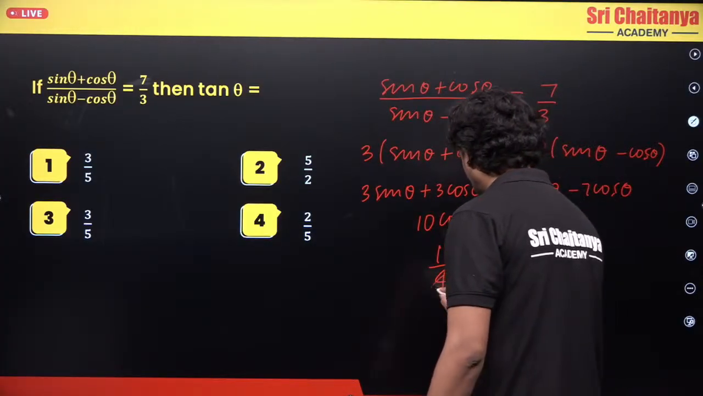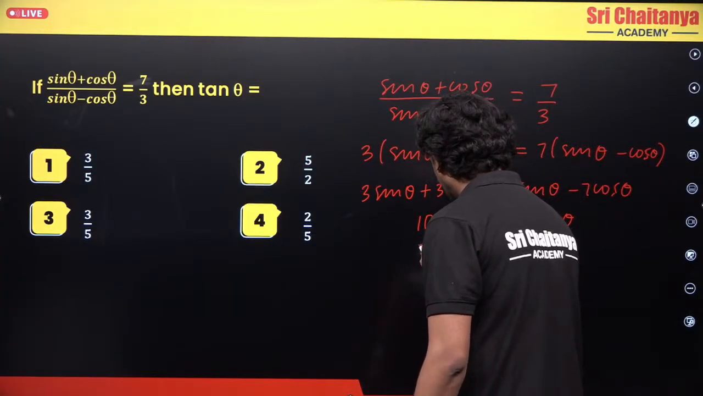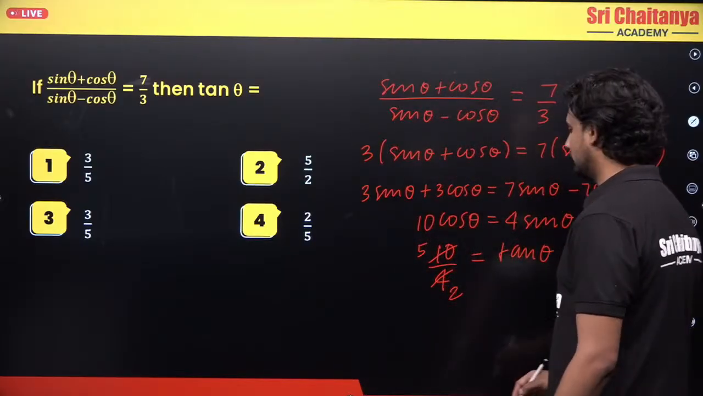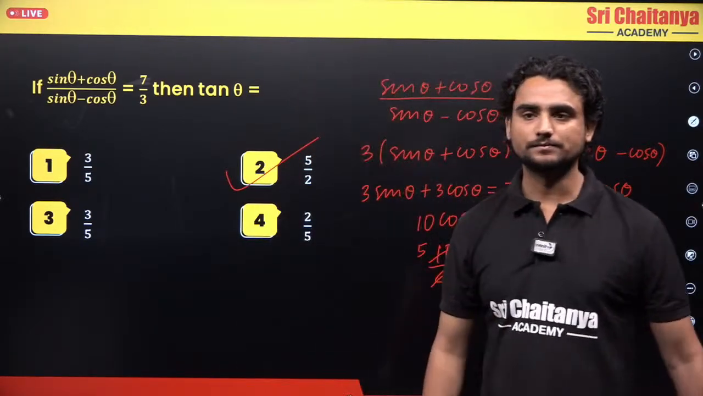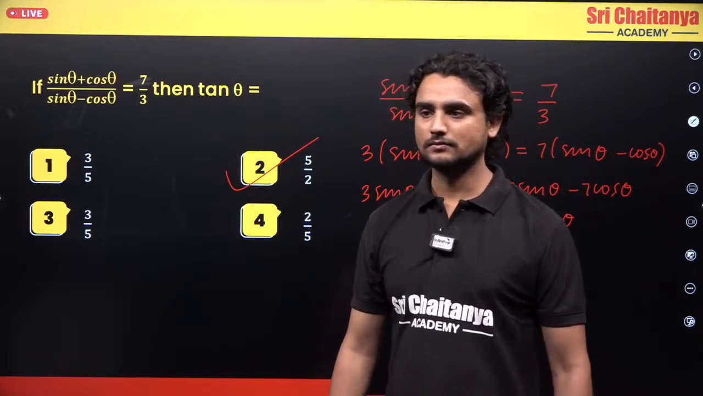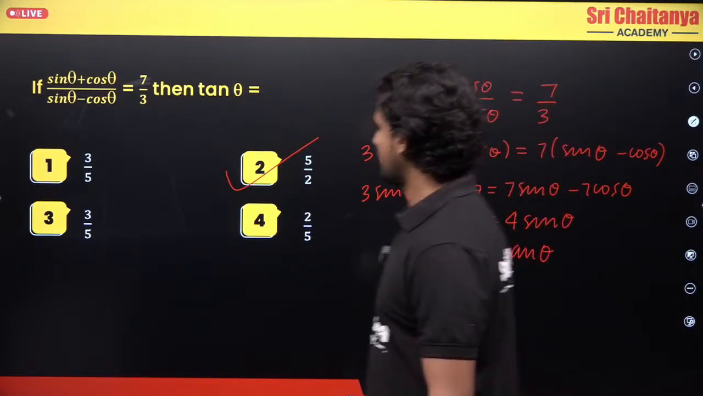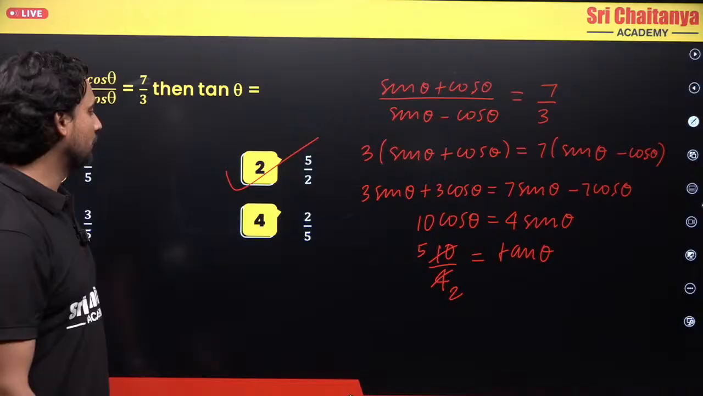This will become 5 by 2. So what is tan theta? Tan theta will become 5 by 2. So this is the correct option here. Clear? I hope this is clear to you.